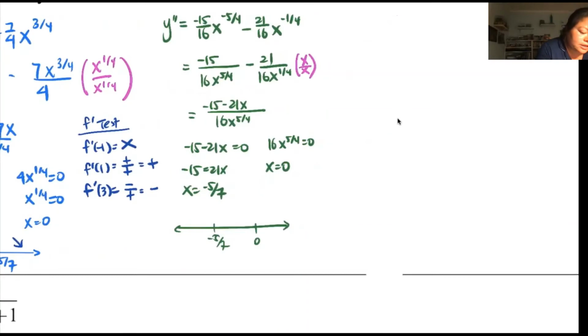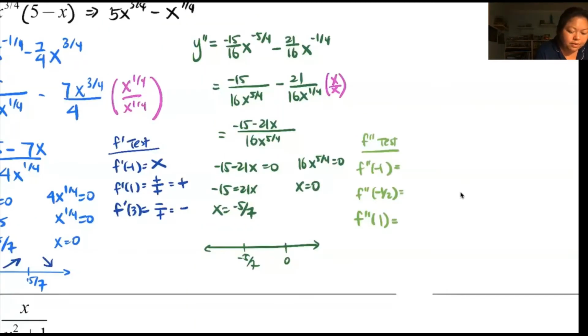All right. So now this is the F double prime test. We want to test a number to the left of negative 5 over 7. Well, negative 5 over 7 is not even 1 yet. So I'm going to plug in F double prime of negative 1. And then this one's a little trickier. So what's in between negative 5 over 7 and 0? Negative 5 over 7 is a little more than half. So we can definitely pick a negative half in there. And then something to the right of 0, probably 1.